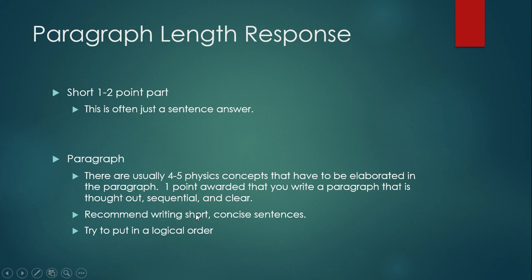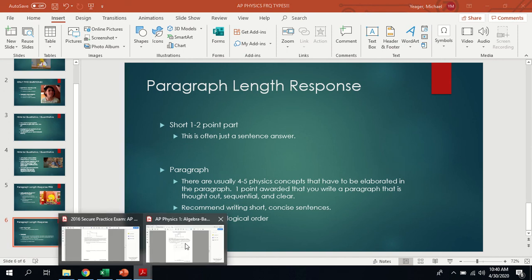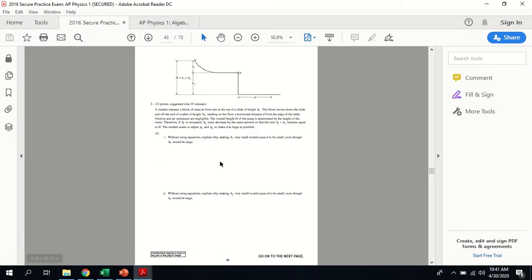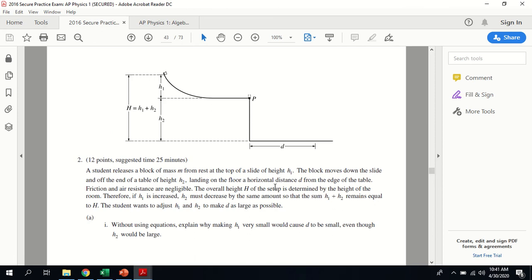So again, I strongly recommend that you try to write short, concise sentences. You can use equations in those sentences, but absolutely not solving for anything. No math, no numbers should really be involved. You're just trying to develop a logical order to completing the problem. Okay, so I have two questions that I'm going to show. You've seen these before. This one right here from energy would have been a possible qualitative quantitative question.